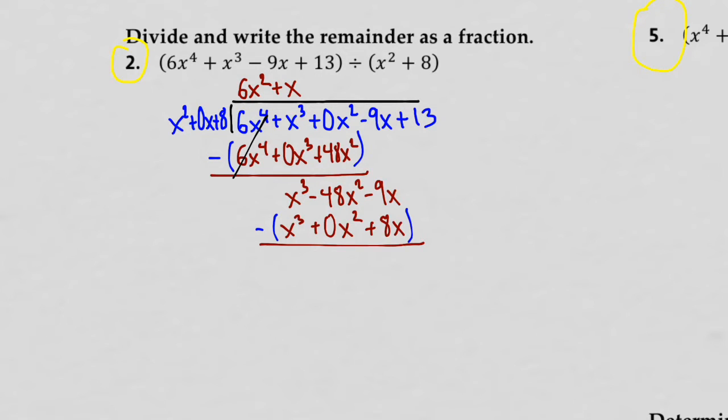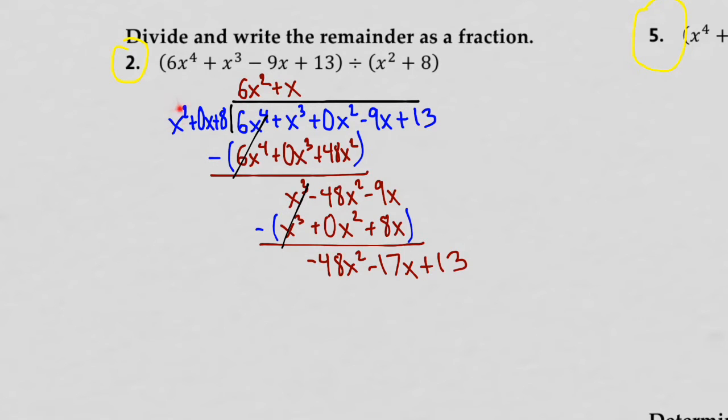So the first one is x cubed minus x cubed. That just cancels. Negative 48 minus nothing is just negative 48. Right? Since I'm subtracting 0, that means it stays the same. And negative 9 minus 8 is negative 17x. Bring down the last one, which is 13. And let's do it again.